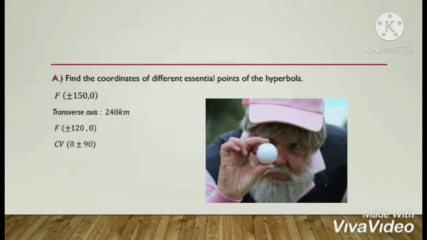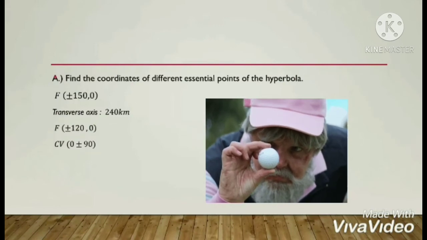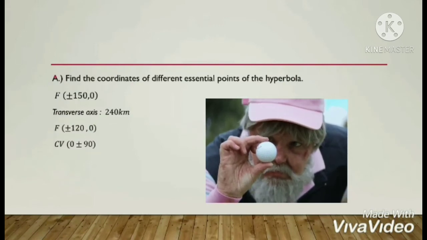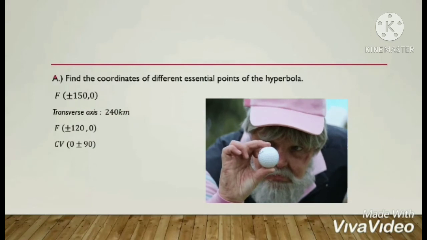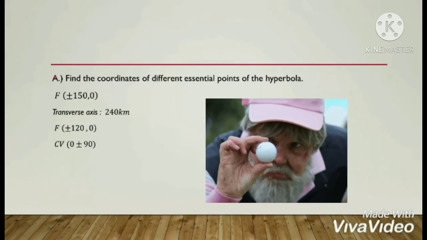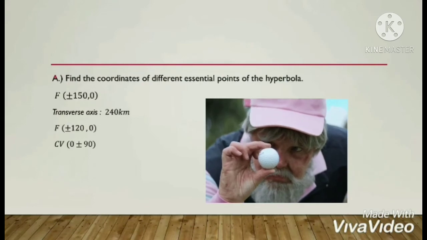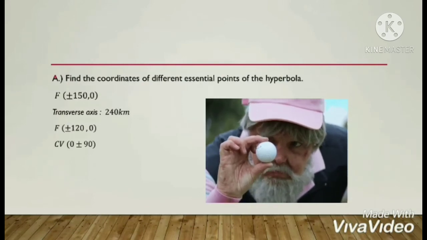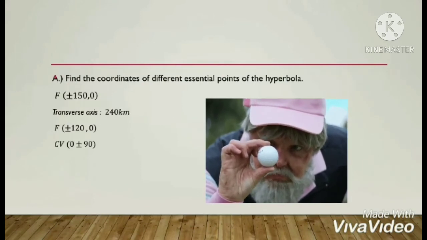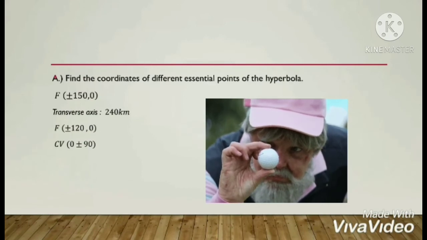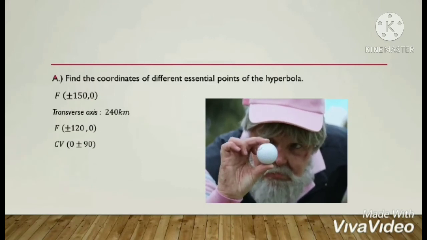We can now determine the coordinates of the different essential points of the hyperbola. We have here the foci at (±150, 0), and our transverse axis, which is 240 kilometers, with vertices at (±120, 0), and the co-vertices at (0, ±90).